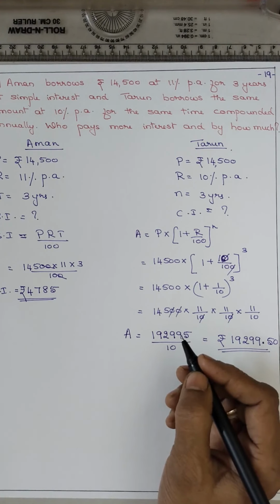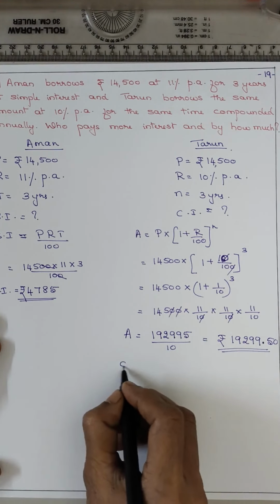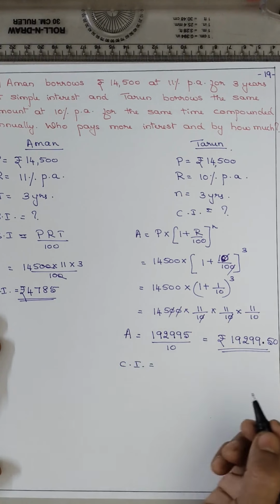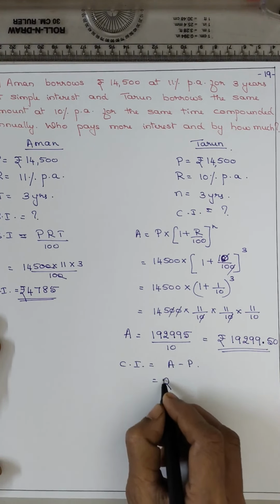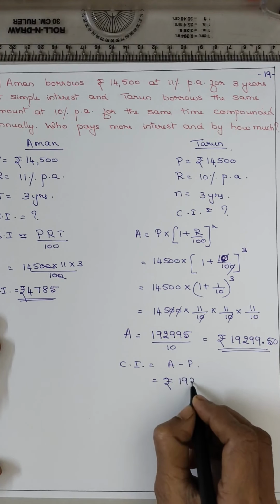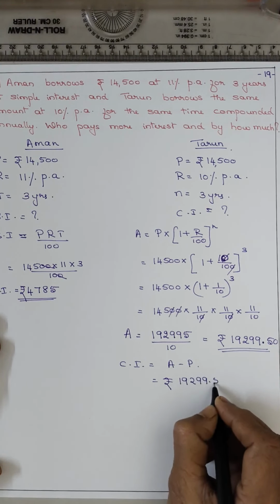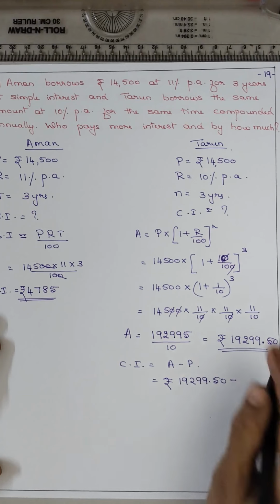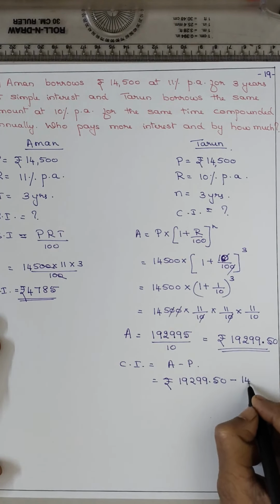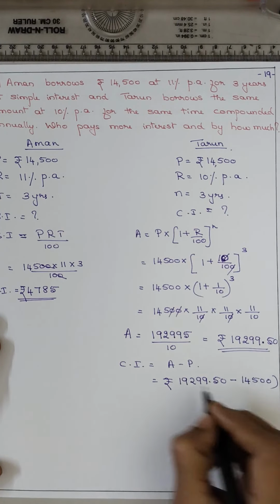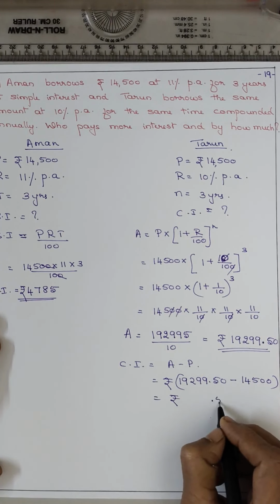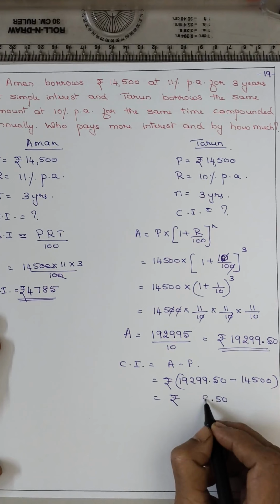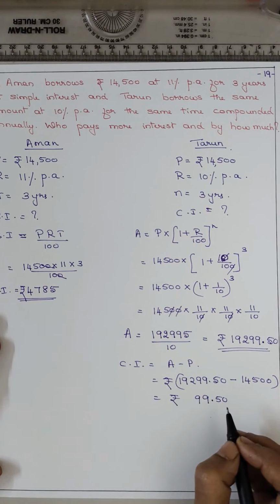Okay. Now CI, A minus P, 19299.50 minus 14,500, so you got 4799.50.